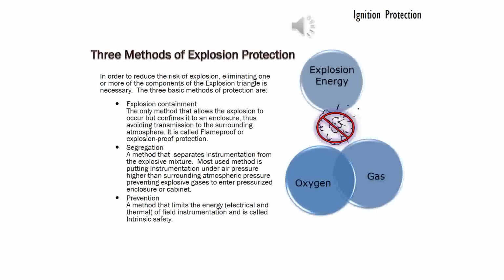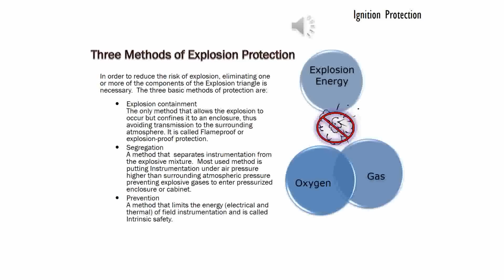Three methods of explosion protection. In order to reduce the risk of explosion, eliminating one or more of the components of the explosion triangle is necessary. The three methods of explosion protection are: explosion containment, the only method that allows the explosion to occur but confines it to an enclosure, thus avoiding transmission to the surrounding atmosphere. It is called flame-proof or explosion-proof protection.